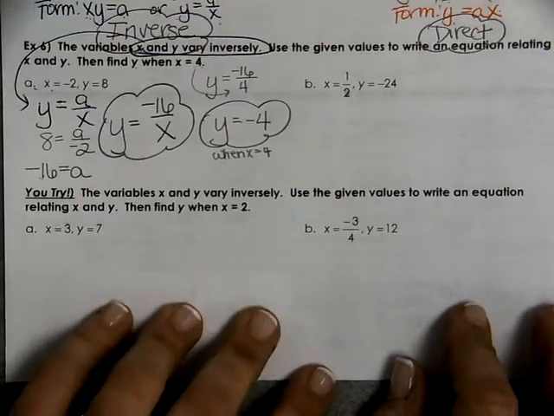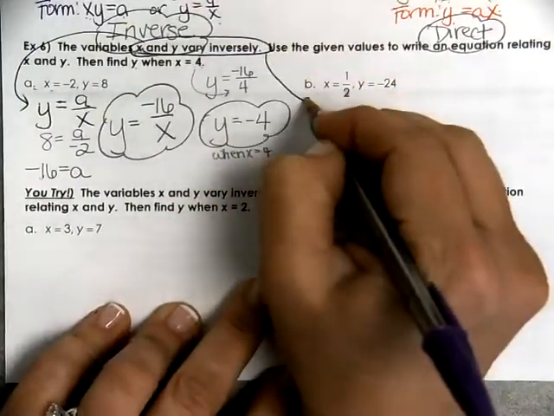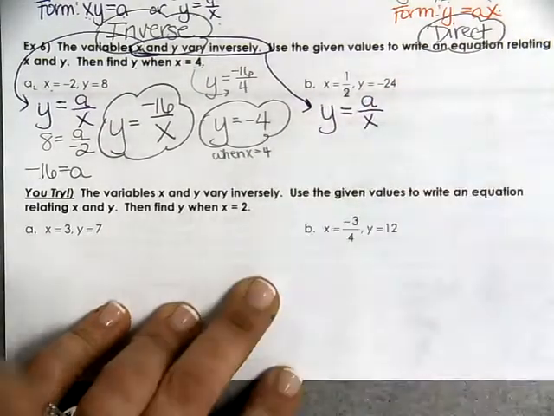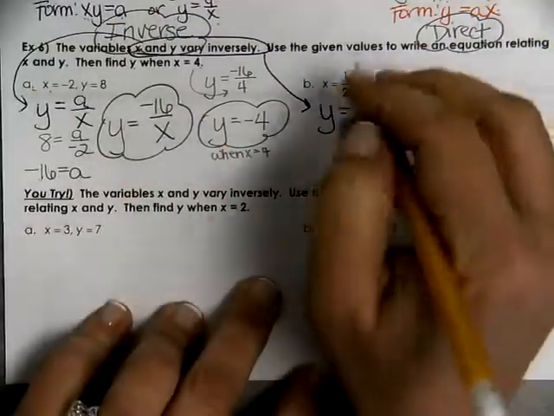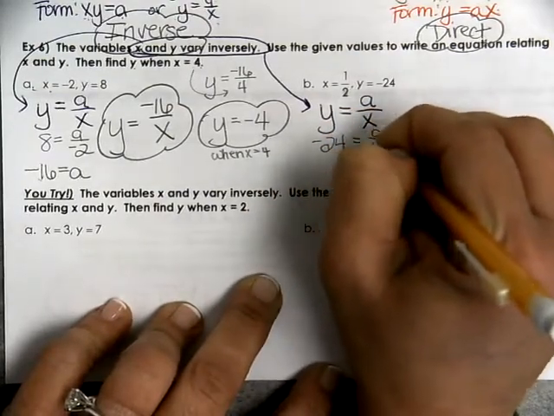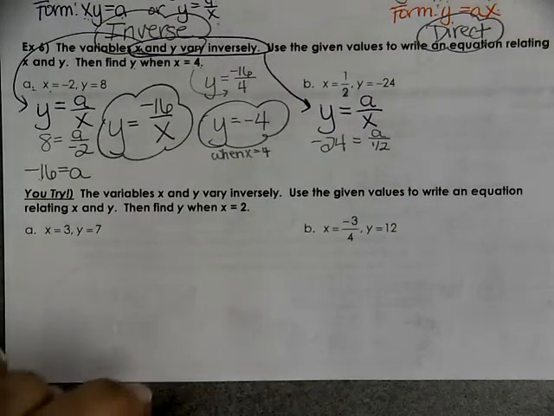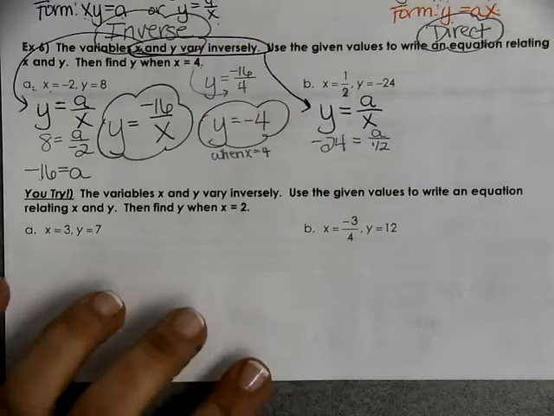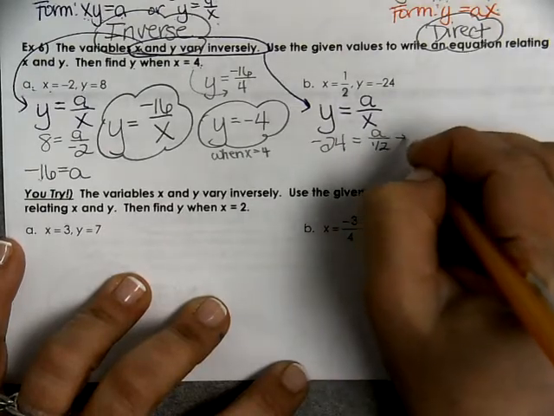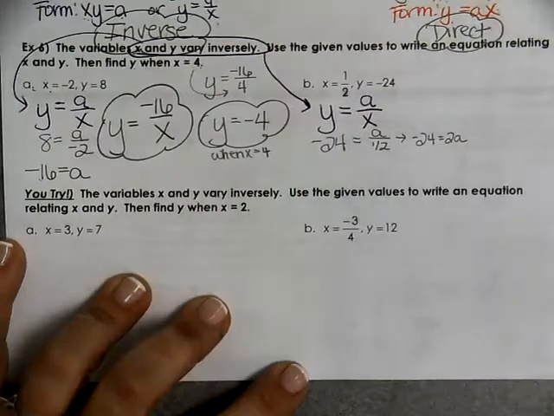Let's try the same thing in example 6b. So again, this is varying inversely. So we know that y equals a divided by x. So in for y, I can put negative 24, and in for x, I can put 1/2. Now that seems a little strange to be dividing by 1/2. Remember that dividing by 1/2 is the same as multiplying by 2. So this is really the same as -24 equals 2a.